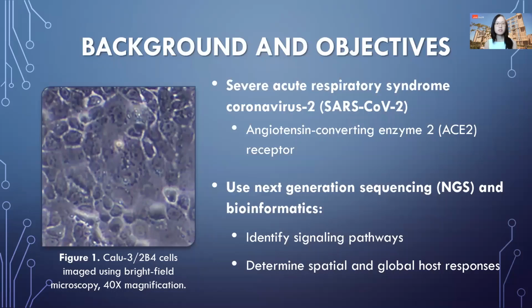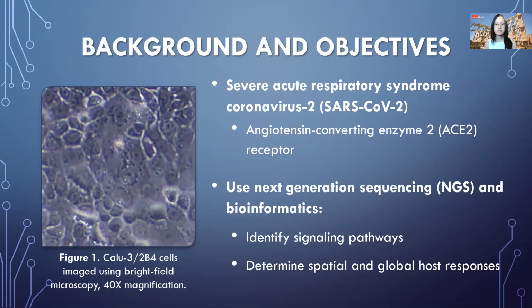Severe acute respiratory syndrome coronavirus 2, or SARS-CoV-2, is responsible for the ongoing COVID-19 pandemic. SARS-CoV-2 uses the human angiotensin converting enzyme 2, or ACE2 receptor for cellular entry. Therefore, we decided to use Calu-3 2B4 cells, shown here, as our model. Calu-3 2B4 cells are non-ciliated human bronchial epithelial cells with greater and more stable expression of ACE2.